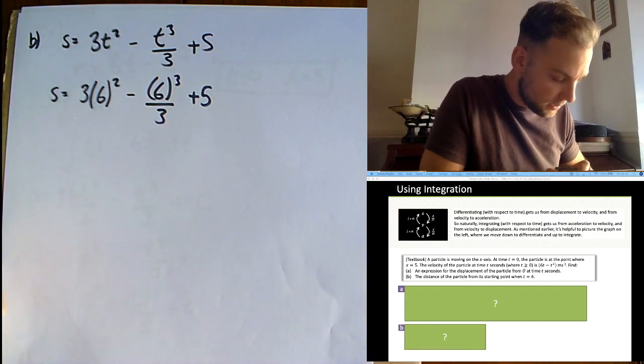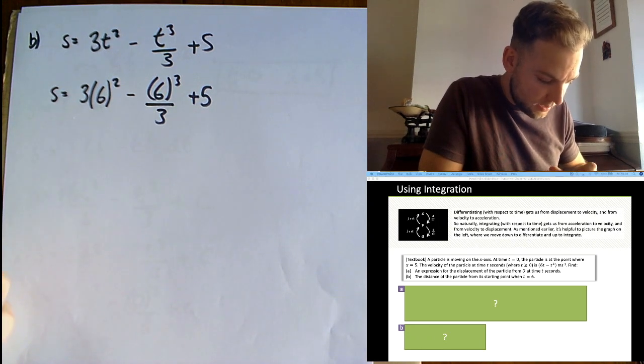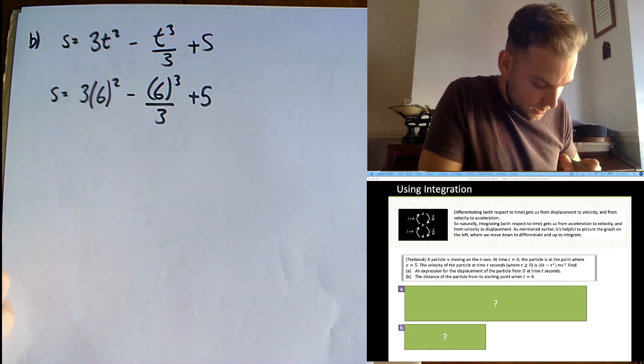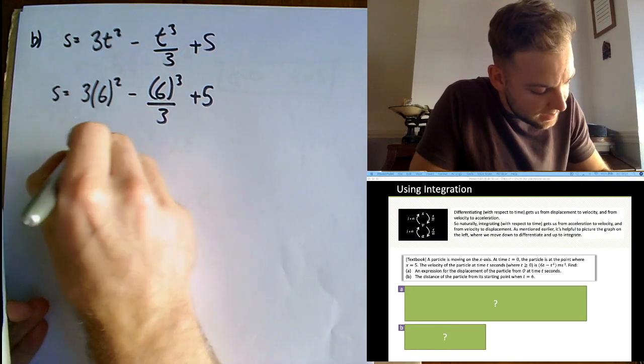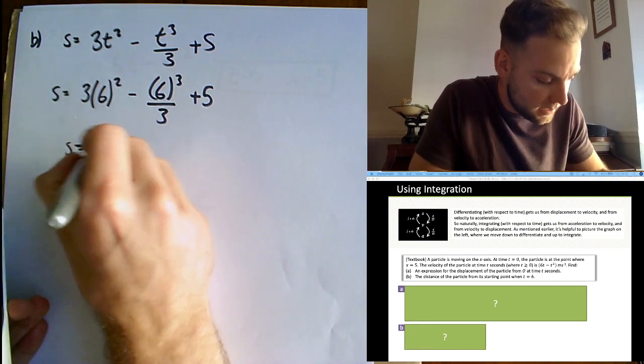So in the calculator, 3 times 6 all squared minus, fraction button, 6 all cubed, divided by 3 plus 5, which is equal to s is equal to 41 meters.